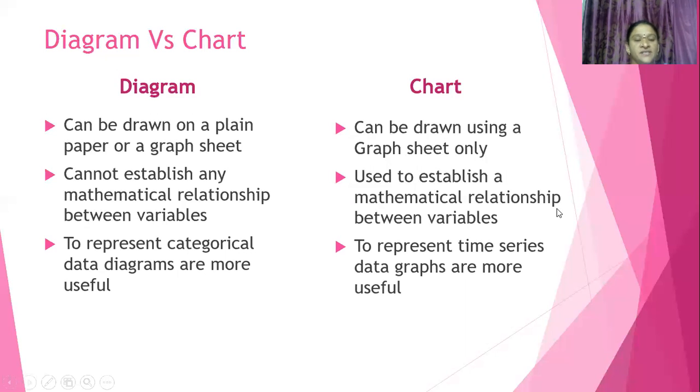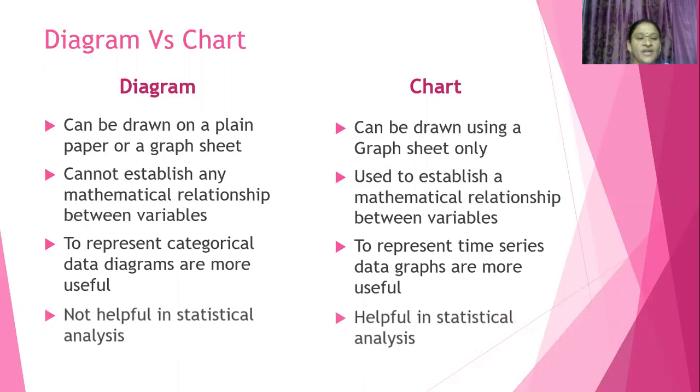And the next difference is, in a diagram, categorical data can be represented, whereas we can represent the time series data in the form of graphs in case of a chart. Next, a diagram is not that helpful in statistical analysis, whereas a chart is helpful in conducting a statistical analysis and arriving at some conclusions.